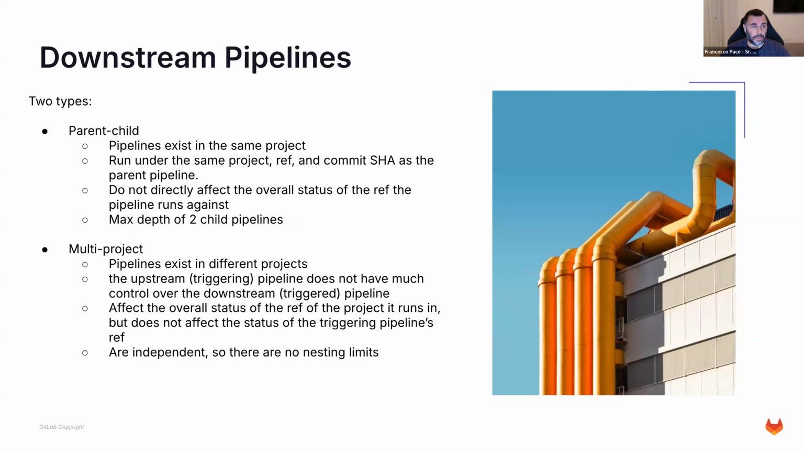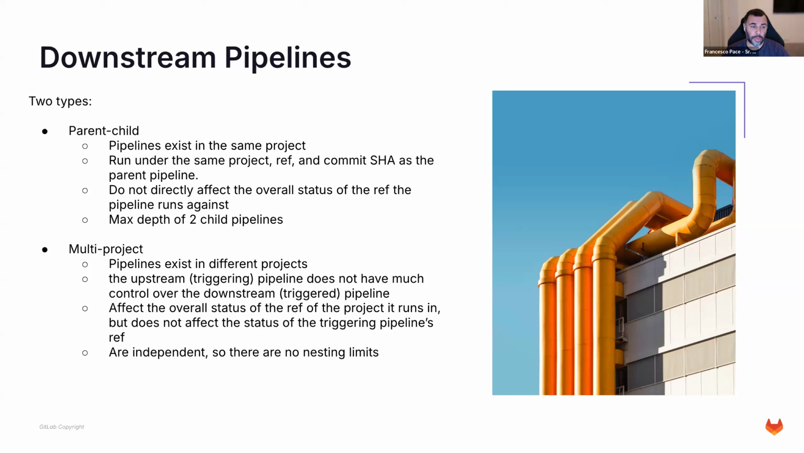There are two types of downstream pipeline. The first one is the parent-child. The parent-child has the limit that pipelines should exist in the same project. So we are calling another pipeline in the same project under the same commit. So they are strictly related in the same project and in the same commit. And you can have a max depth of 2 child pipelines in the same pipeline.